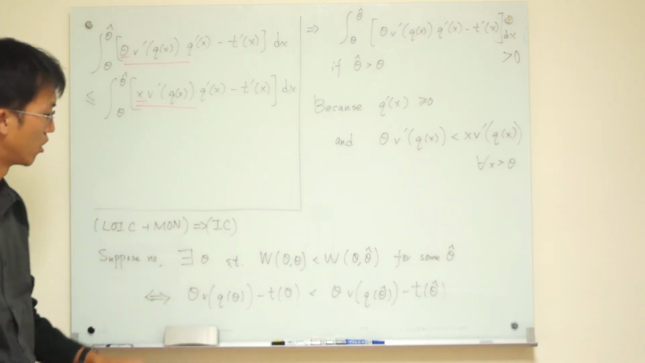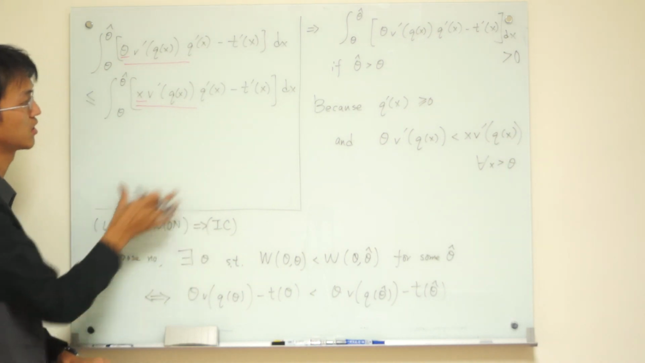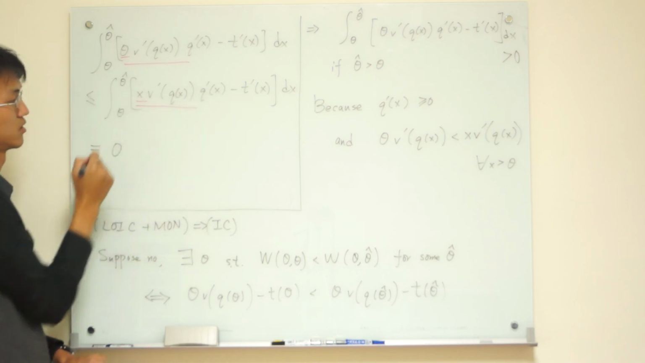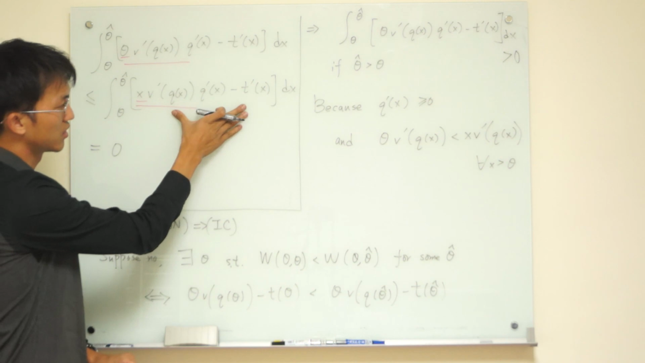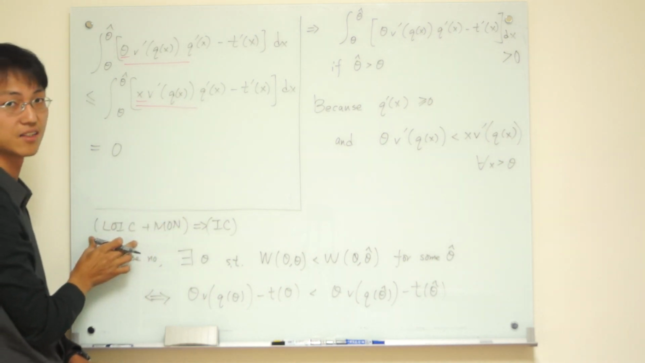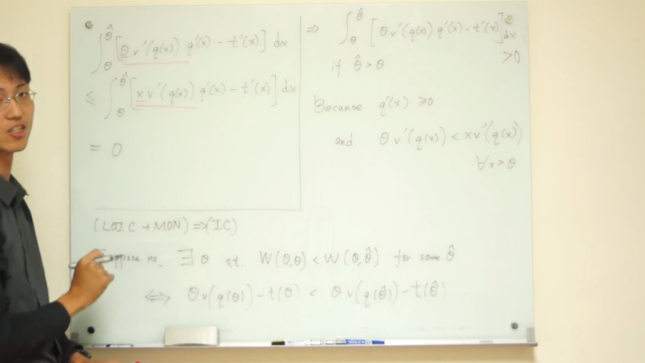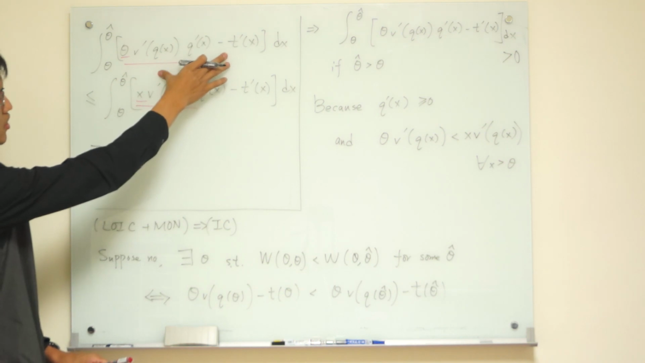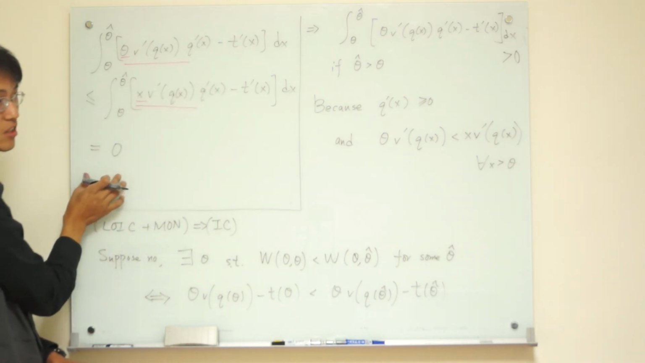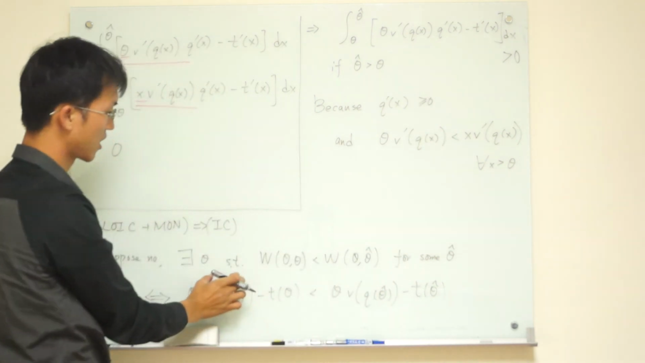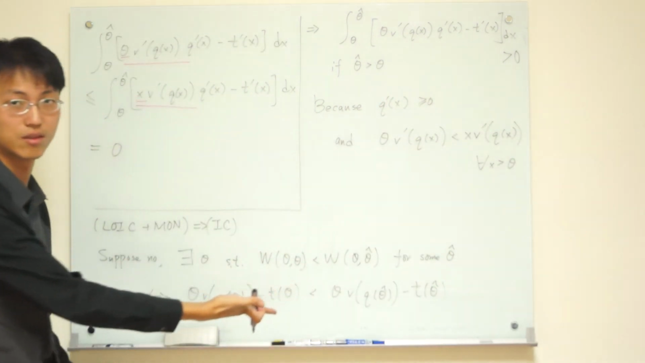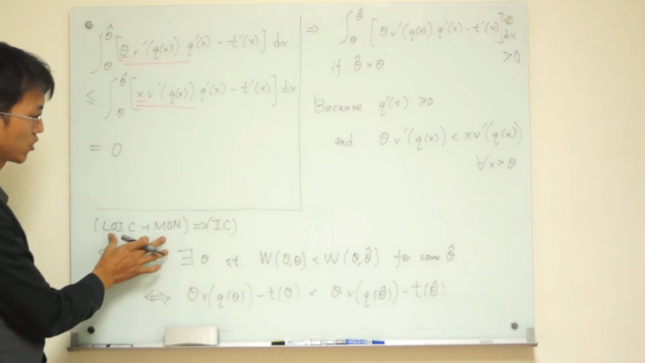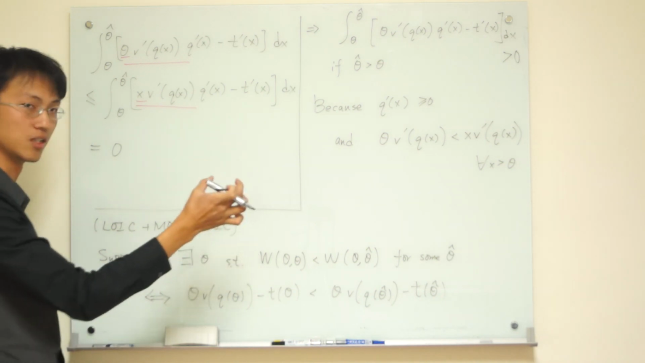But now how do we apply local IC? Exactly, local IC is telling us that this integrand is 0, right? This is exactly the local IC condition for the type x agent, and that must be 0. So you have shown that if these two are true, this particular integral must be non-positive. But you need that integral to be positive so that people have incentives to lie. So which is impossible. That's why local IC and monotonicity implies IC.